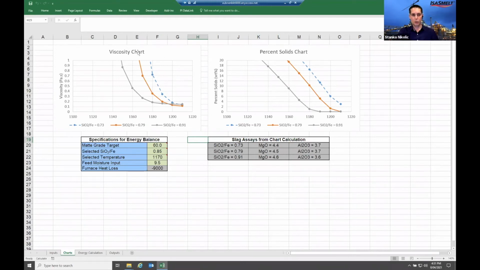So the first view that we're looking at is viscosity. Why is viscosity important? It's all about understanding, can we move this slag out of the furnace? Can we get it through the tap hole, and make sure it's nice and fluid? We've got to keep that viscosity right.